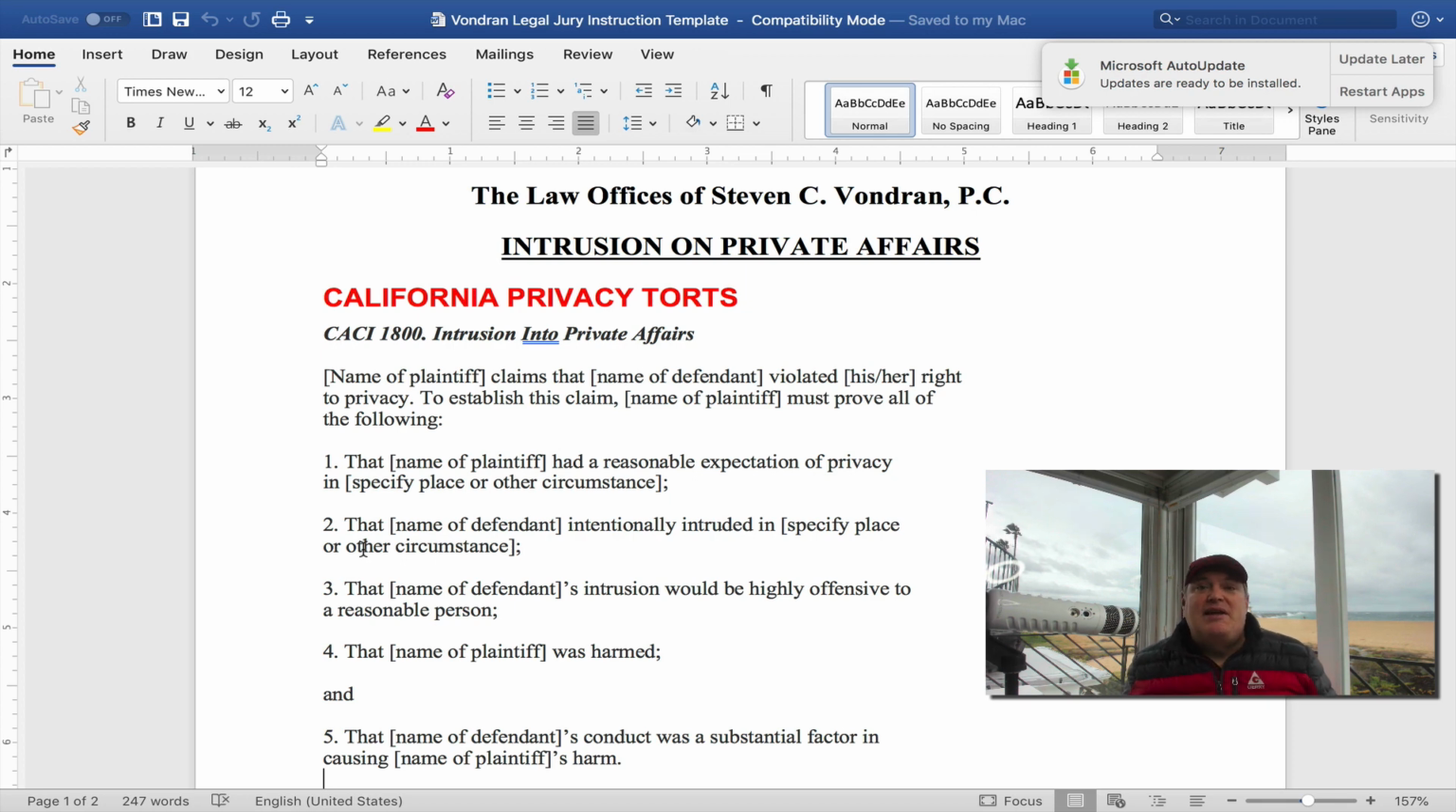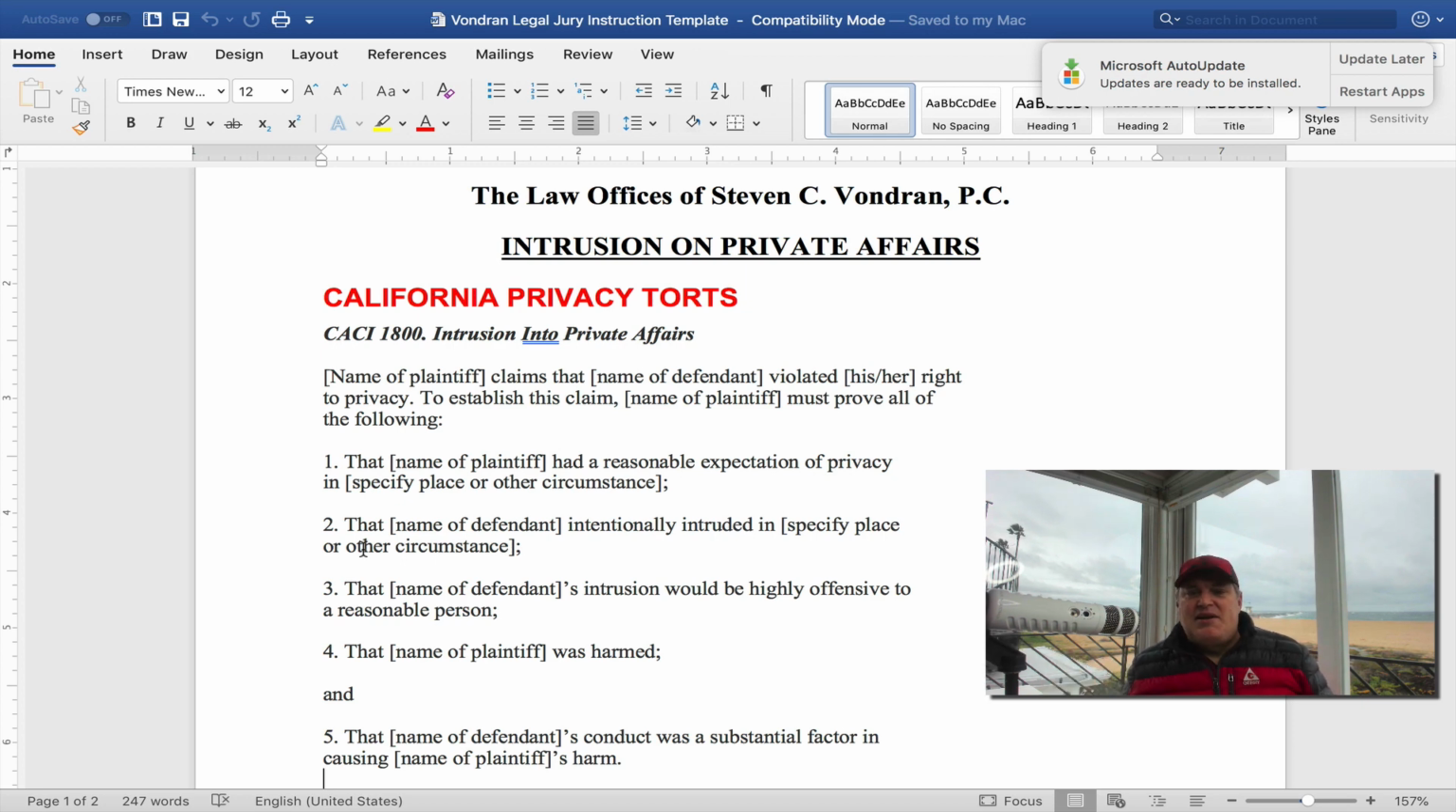Number 4, the plaintiff was harmed. There has to be some kind of harm, like some sort of mental, emotional damage, financial damage, some kind of damage that the law would consider to be something more than de minimis or trivial, okay? And 5, defendant's conduct was a substantial factor in causing the plaintiff's harm. So sometimes you have multiple defendants. You need to be able to show each one was a substantial factor in causing the plaintiff's harm.